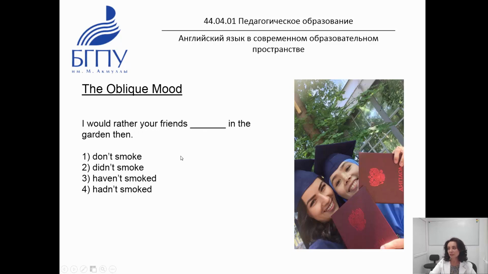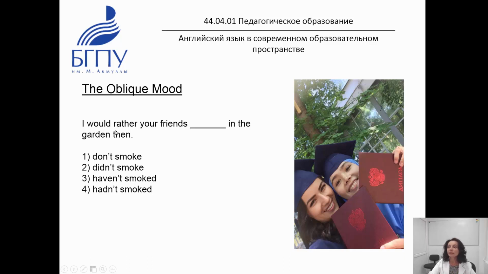So the priority is meant. That's why we need subjunctive 2 past. Out of the variants suggested, number 1, number 2, number 3, and number 4, the form of the past perfect tense, which corresponds to subjunctive 2 past, is number 4, hadn't smoked. This is the right variant.